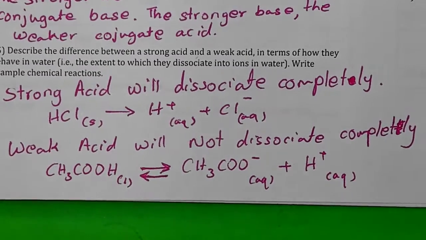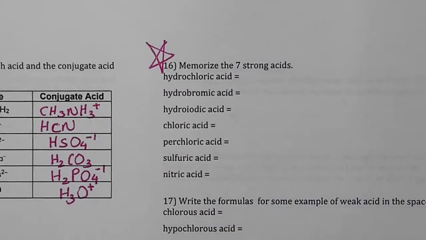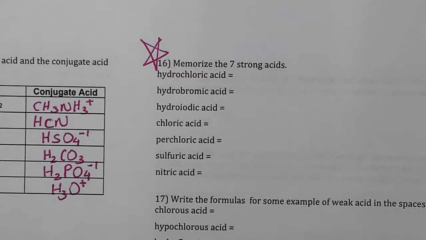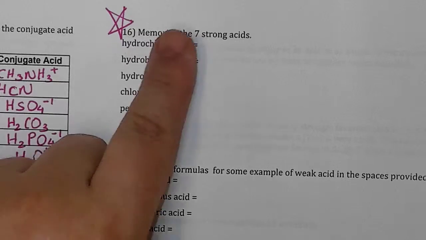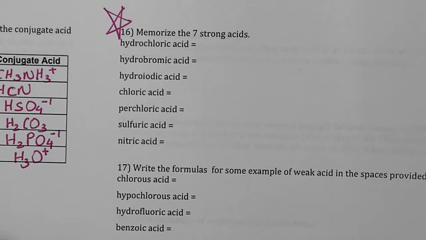Okay, I need you to memorize number 16. You need to memorize this because those seven are the strong acids, meaning they will dissociate completely, and the rest are the weak acids. I'm going to let you write down the formulas for these two as a review, because you should know how to write these.